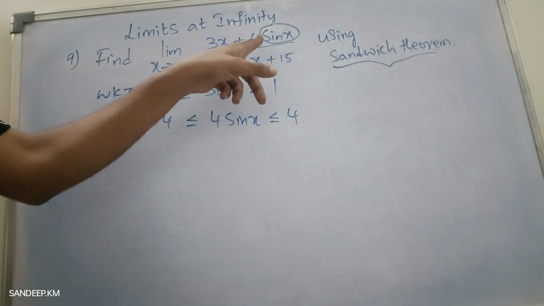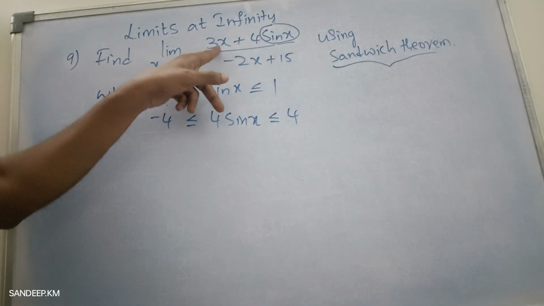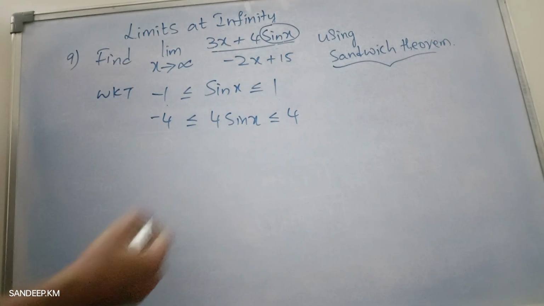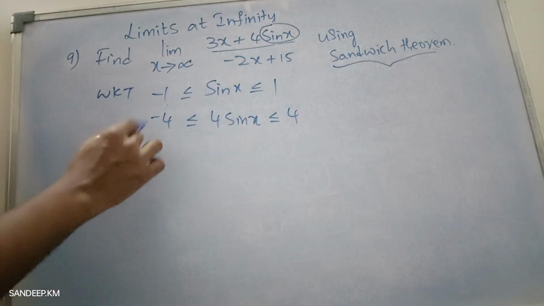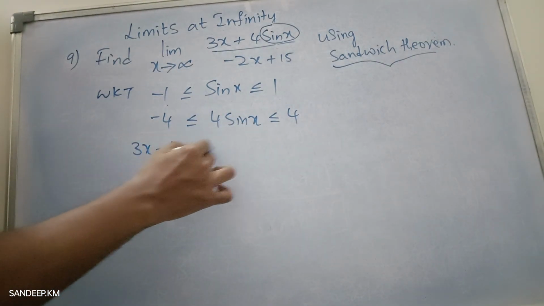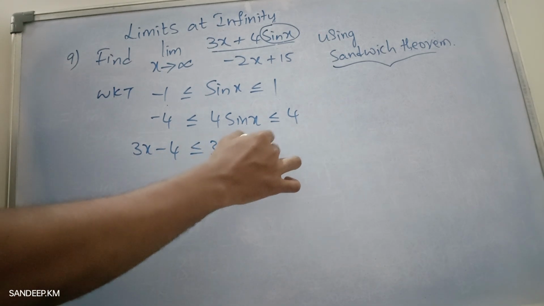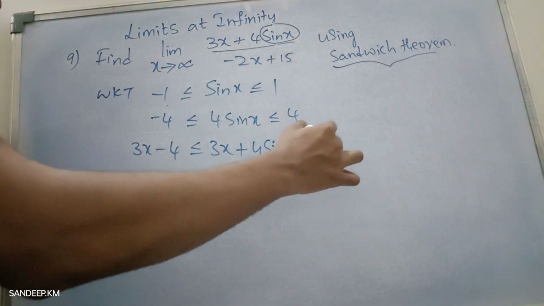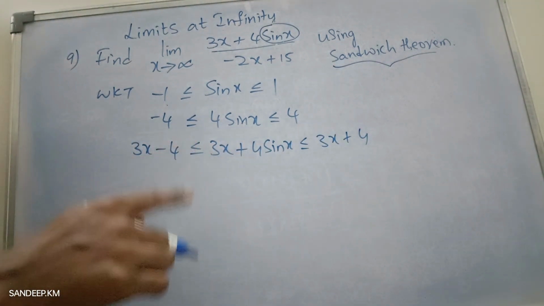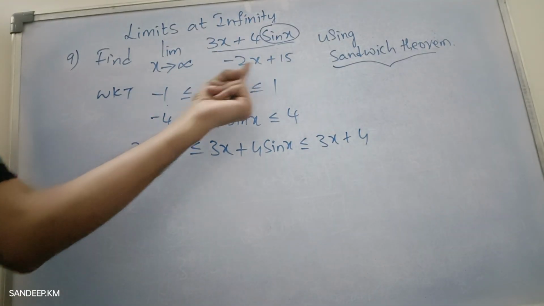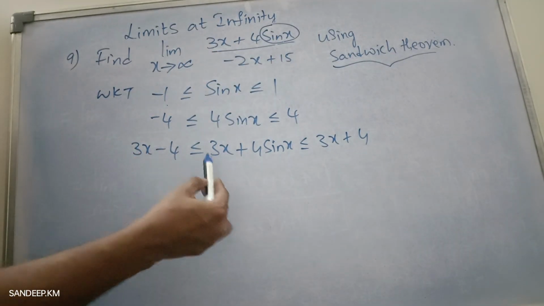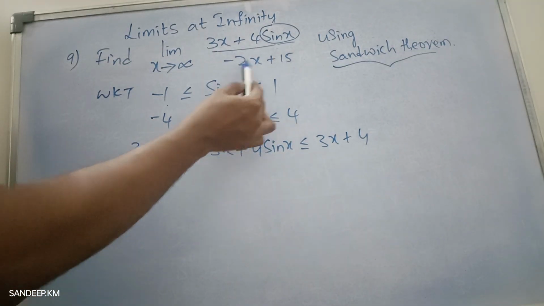Next, 4 sin x is added to 3x, correct or not? You can add 3x in all these 3 places. Addition or subtraction will not change the inequalities. So 3x minus 4 less than or equal to 3x plus 4 sin x less than or equal to 3x plus 4. Next thing is important. You are going to divide all these 3 with minus 2x plus 15.